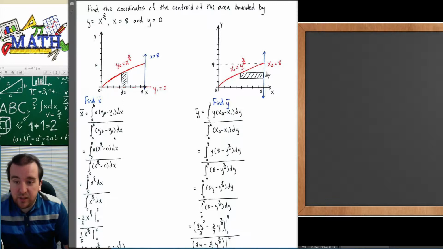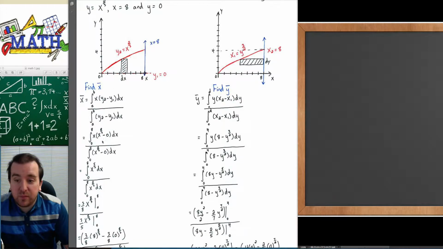So here is the template for the x bar. Here is our actual things that we're substituting in. So 0 to 8 is our limits of integration because we're going from left to right, 0 to 8. And then x, and then our y2 is the top function, just x to the power of 2/3, take away our bottom function, which is 0. And on the bottom, integral again, 0 to 8, and our y2 is x to the 2/3, take away y1, which is 0.